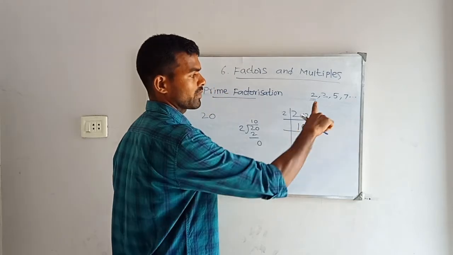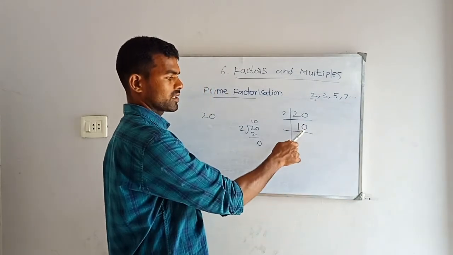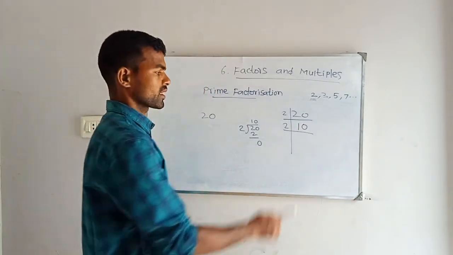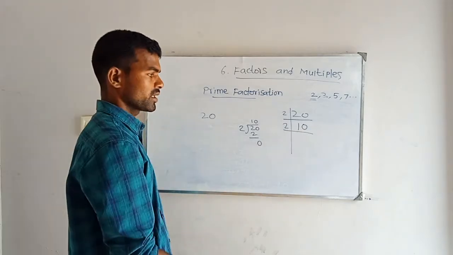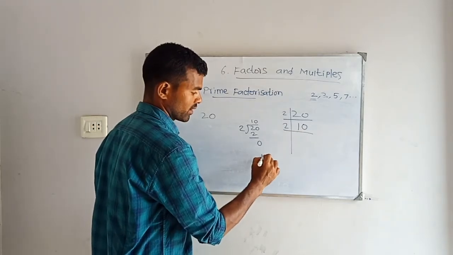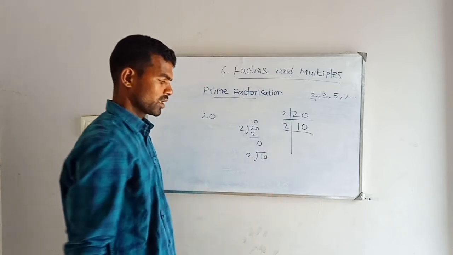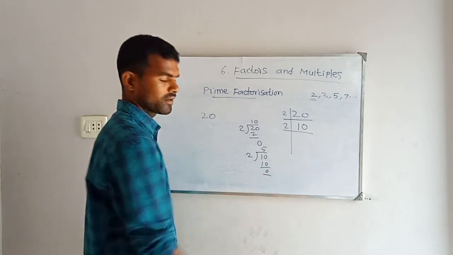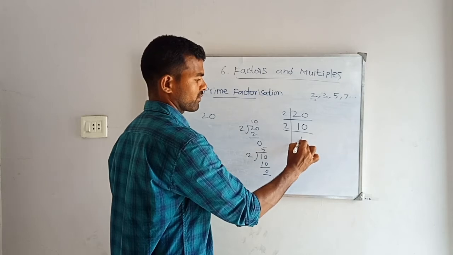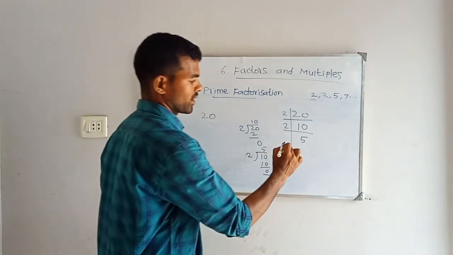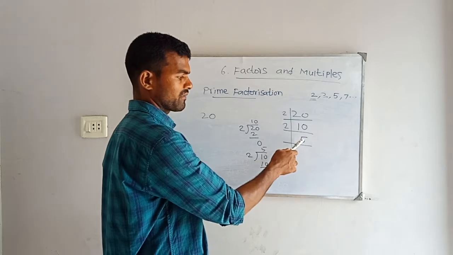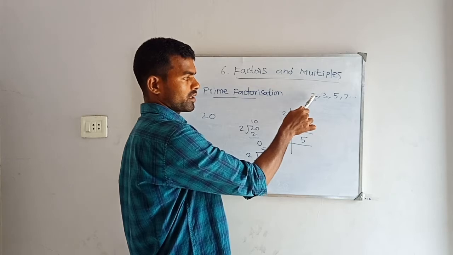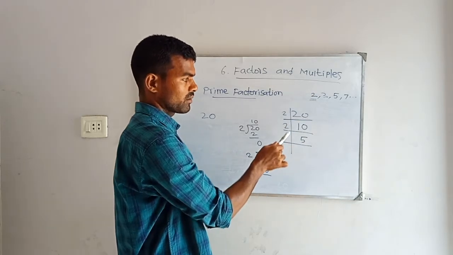Again you have to divide this 10 by a prime number. This 10 you can divide again by 2. Take this 10 and divide by 2. 10 divided by 2, how much? 5 times: 2, 5, 10. The quotient is 5. Now you have to divide this number 5 again by a prime number. Is it possible to divide the given number by 2?